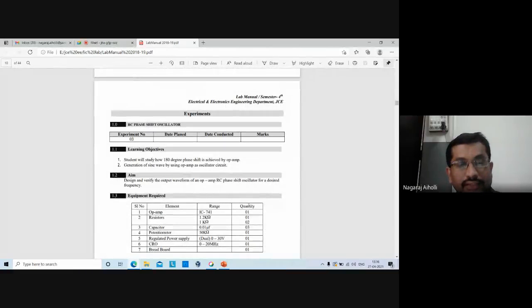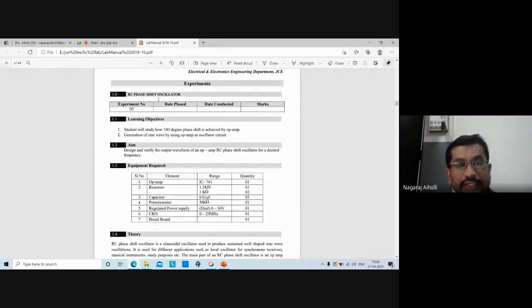Then let us see the third experiment, that is the RC phase shift oscillator. As the name itself indicates, it is an oscillator circuit. In the last semester you rigged up the RC phase shift oscillator using the transistor, but here the only difference is you are rigging up all the circuits using the op-amp. In the electronics lab you used the transistor to rig up the various circuits; here you are using the op-amp.